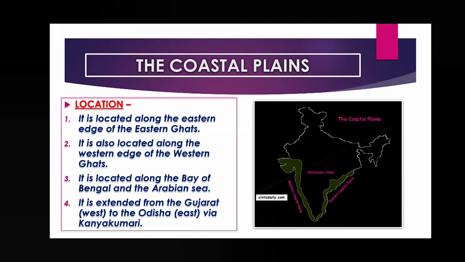And it extends from Gujarat on the left-hand side, that means in the west, to Odisha in the eastern side, and via Kanyakumari. Kanyakumari is the southernmost point of the Indian mainland that we know. That's why it starts from Gujarat in the west, then goes to Kanyakumari, then goes to the right-hand side, the eastern side, up to the Odisha coast. So that is the coastal plain.